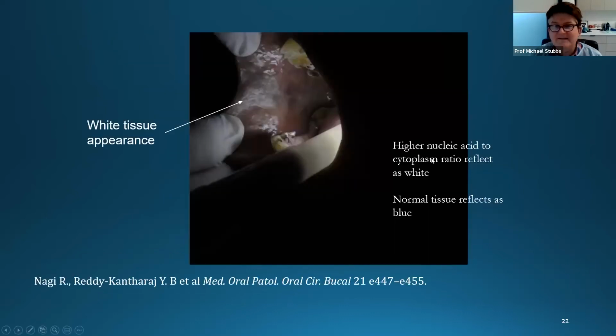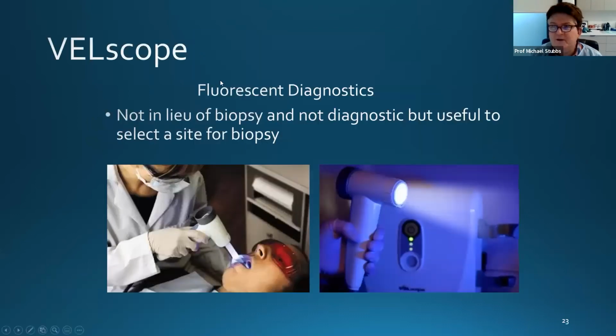And so you can see here, for example, this is the labial commissure region, the angle of the mouth. And you'll see with the special light, because you turn the light off so you have a darkened room, you can see this intense white area here. The basis of that is these cells have a higher nuclear or DNA component compared to normal tissue you can see next to it, which doesn't reflect white. So that would be some site that you'd consider for biopsy. And that's all it really is useful for. It's not a replacement of the biopsy.